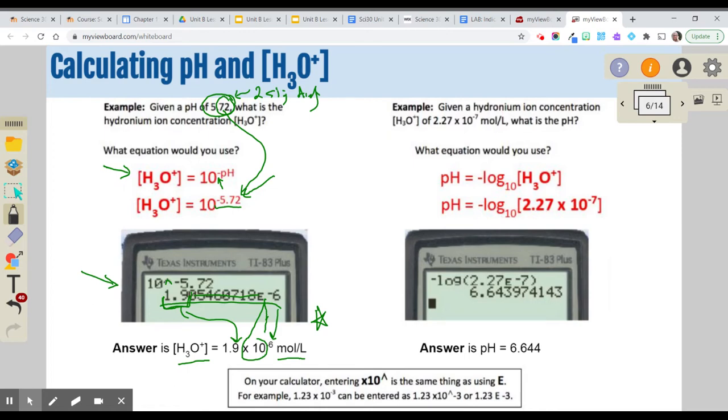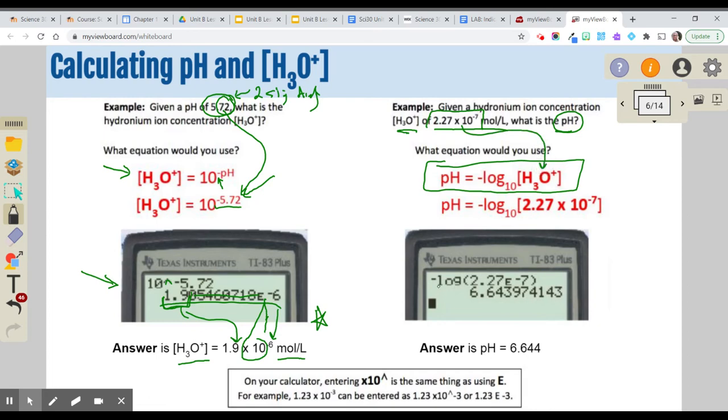This next question is going the other way around. You're given the concentration of the hydronium ion, and you need to find the pH. So you're going to use the second formula. It's in your data booklet, so you don't have to memorize it. You just need to know where to look for it. Your pH is equal to the negative log base 10 of the hydronium ion concentration. So here's our hydronium ion concentration. We're going to put that in for hydronium ion.